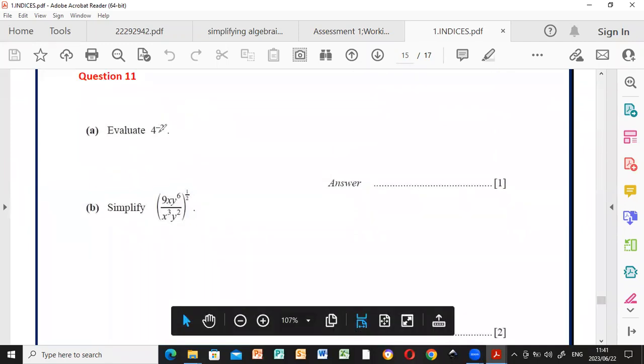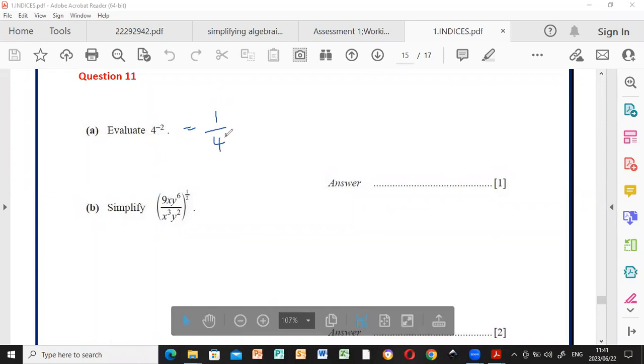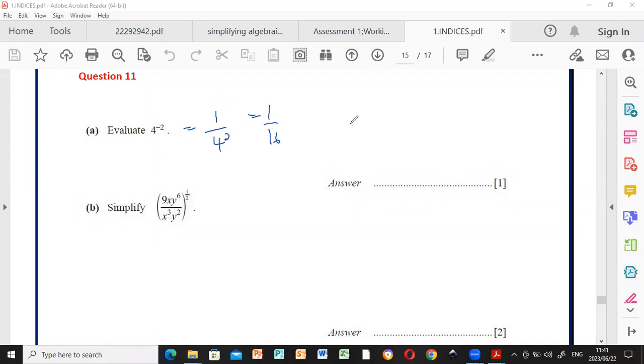So 4 to the power of minus 2 is the same as 1 over 4 to the power of 2, which is 1 over 16. So the answer is 1 over 16. For this one, let's simplify brackets first.